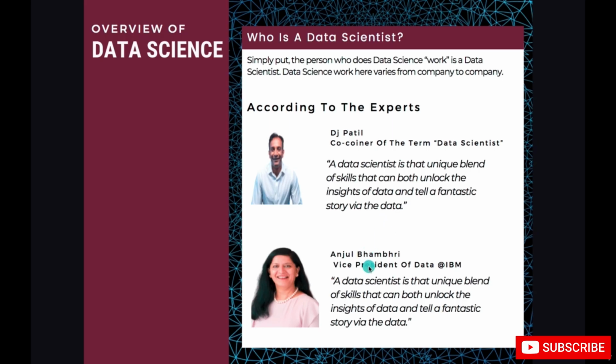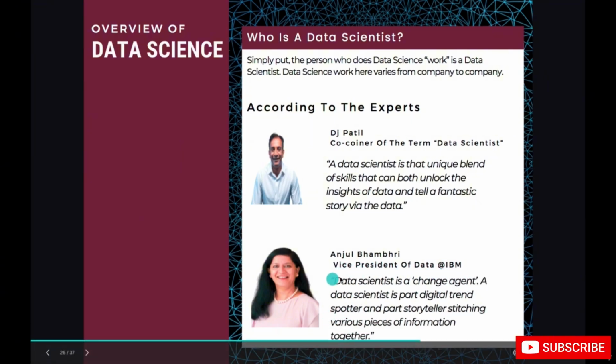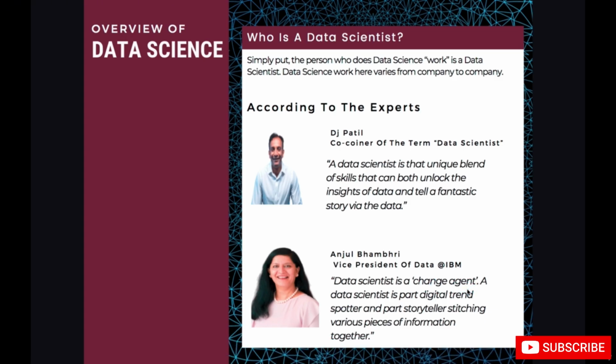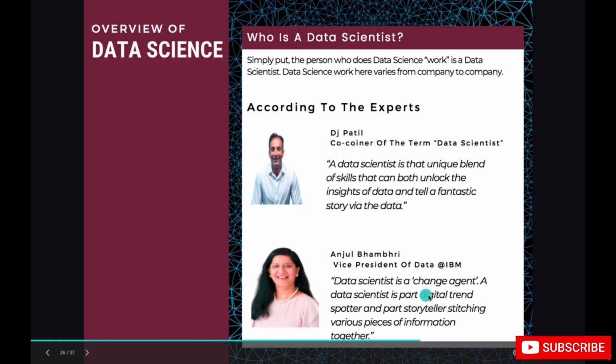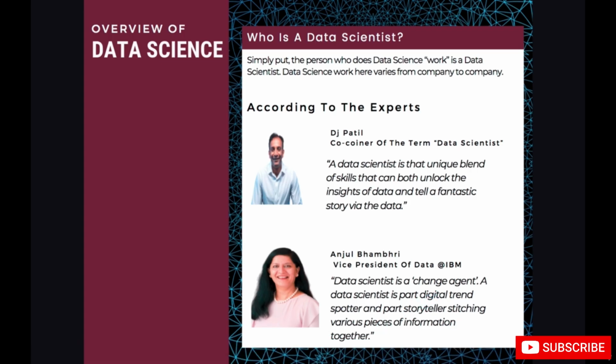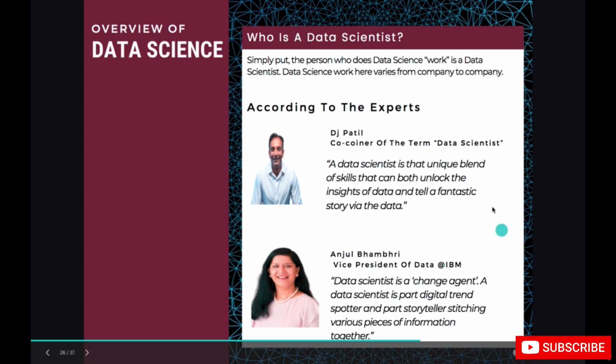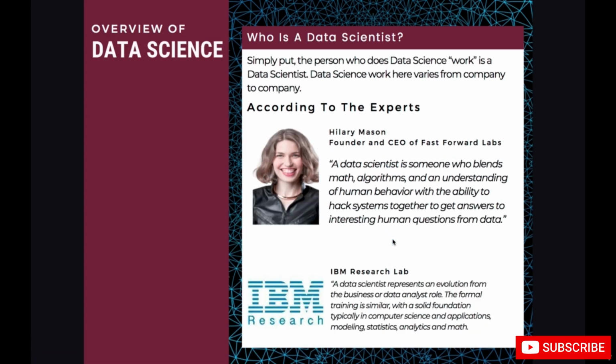And if you look at the vice president of data at IBM, right, that's Anjul, she's saying that a data scientist is a change agent, right? Someone who brings change in the industry, right? A data scientist is part digital trend spotter and part storyteller, stitching various pieces of information together. Now, you find what is trending in the industry, and then you stitch all those pieces of information together, and then you tell a beautiful story about it, right? So it's similar to what DJ Patel was talking about, who the data scientist is.